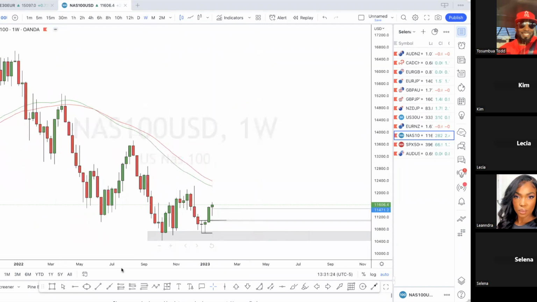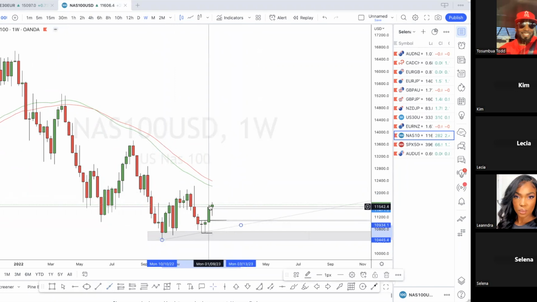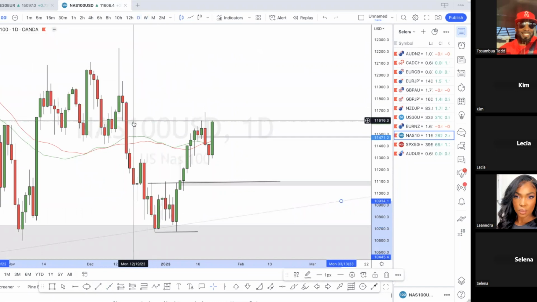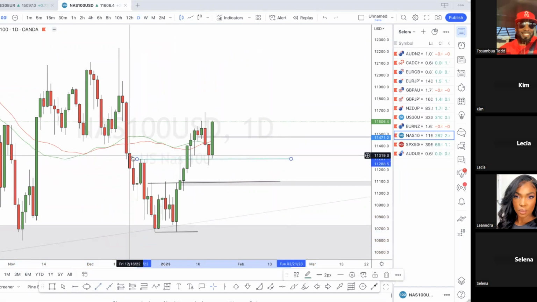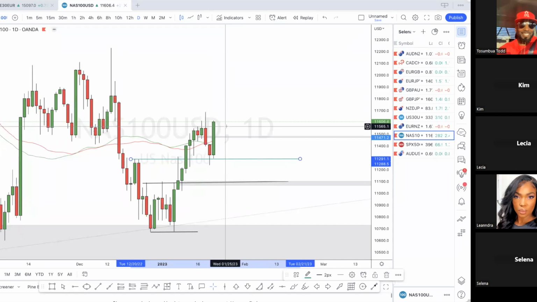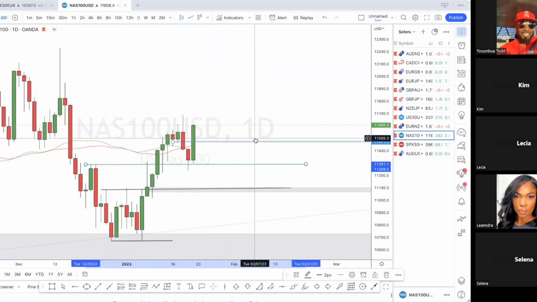So yeah, it looks like it created a higher low. Go to the daily. It filled in this imbalance, pulled back. It pulled back to, yeah, I can't make this stuff up. This break of structure, retested that area and pushed back up to the top. So I would say it's currently buying.